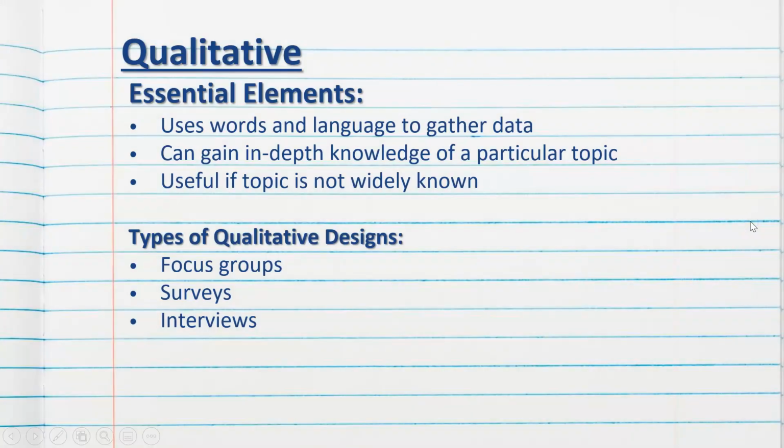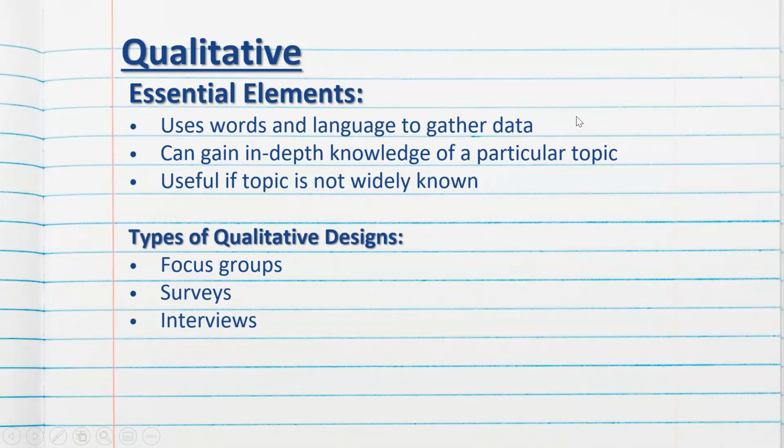Now, the last design is a qualitative design. This is often referred to as the most simple design, but it is very, very important and very, very useful. So qualitative, it has the word quality in there. So this is the design where we discuss or talk about the topic or the issue or the question being presented to us. The essential elements of a qualitative design: it uses words and language to gather data.